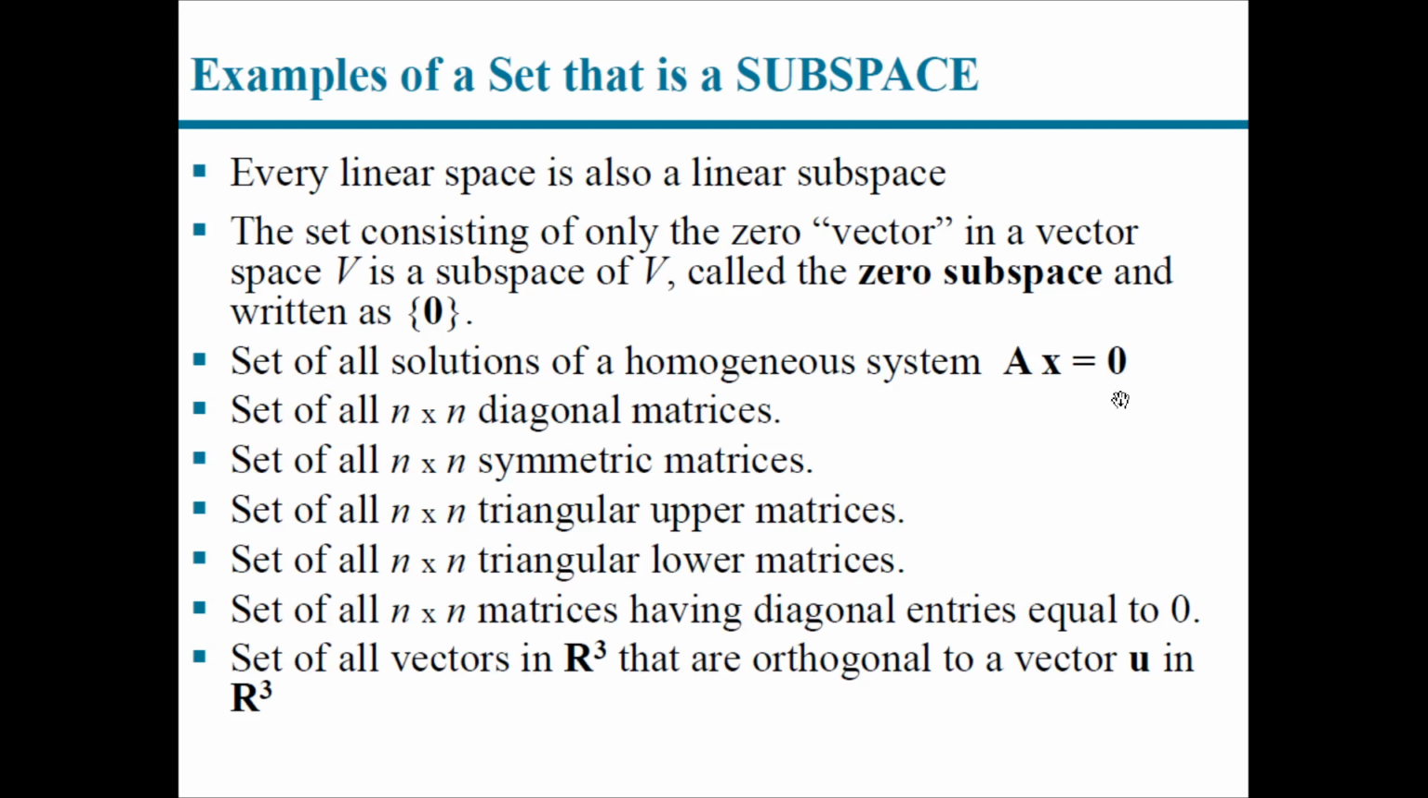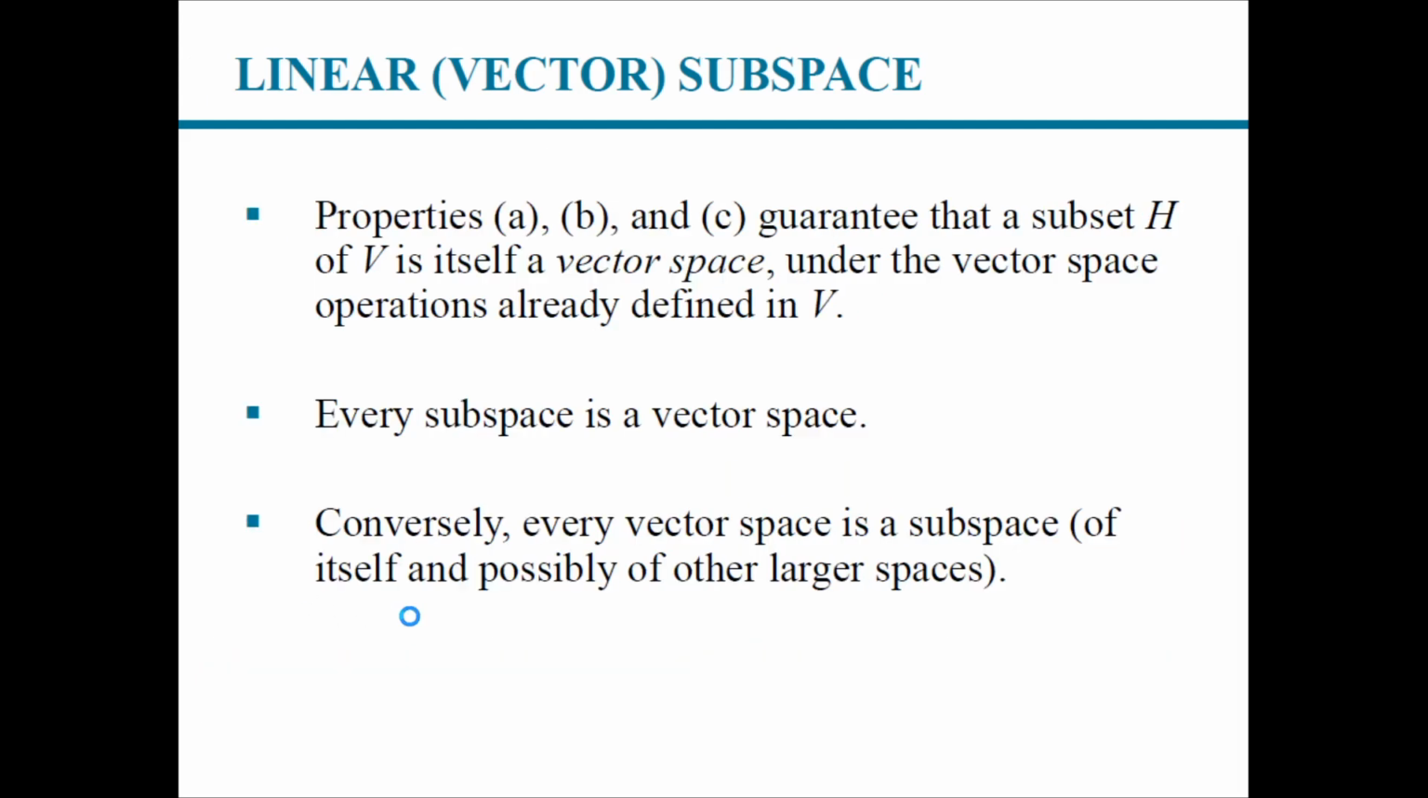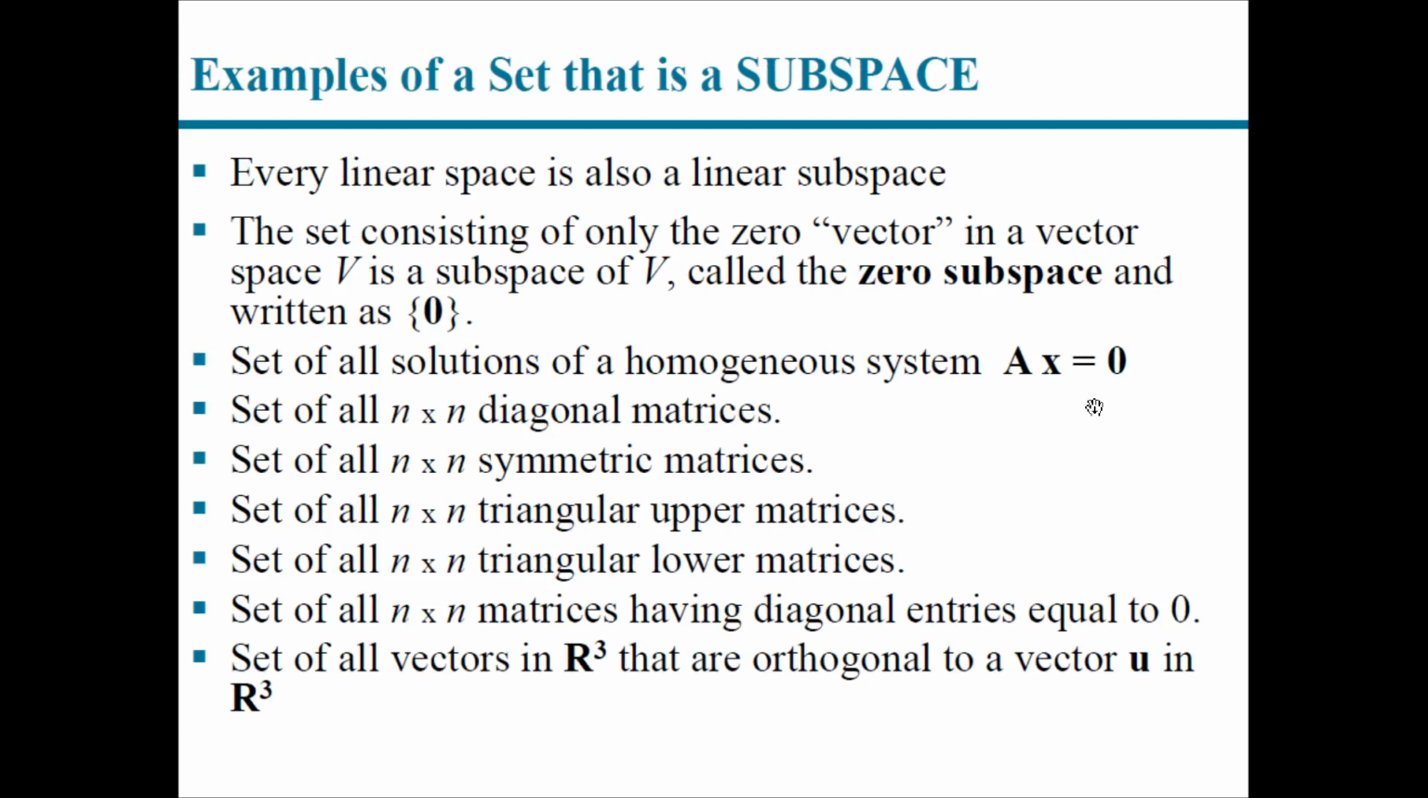We will later see how we verify it. Basically what we do is verify these three properties. That 0 is there, obviously it is. If I add two solutions of a homogeneous system, I get another solution of a homogeneous system. And if I have a solution of a homogeneous system and I multiply it by any number, I will still have a solution of a homogeneous system. So that's how we will do it in another video.